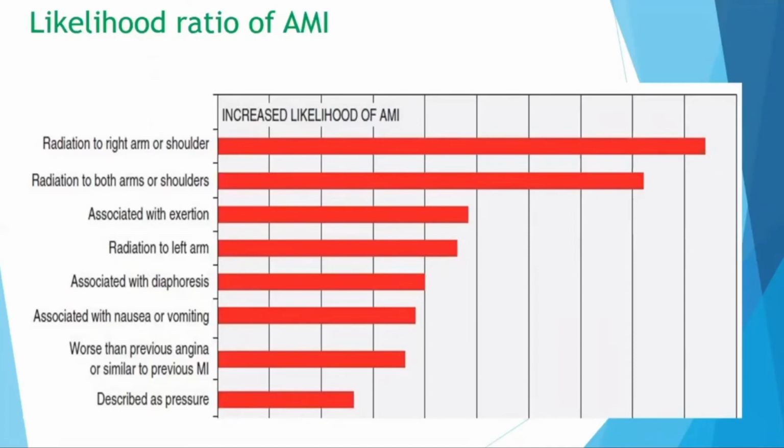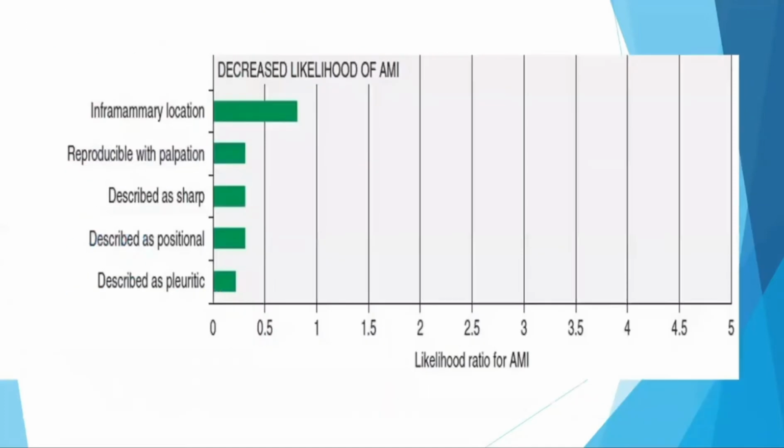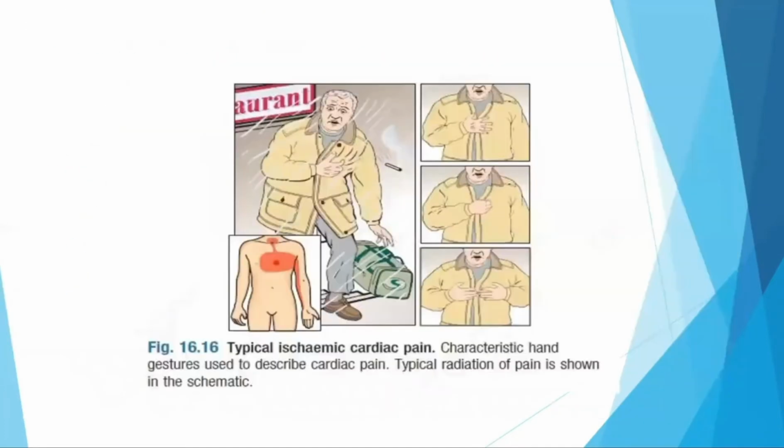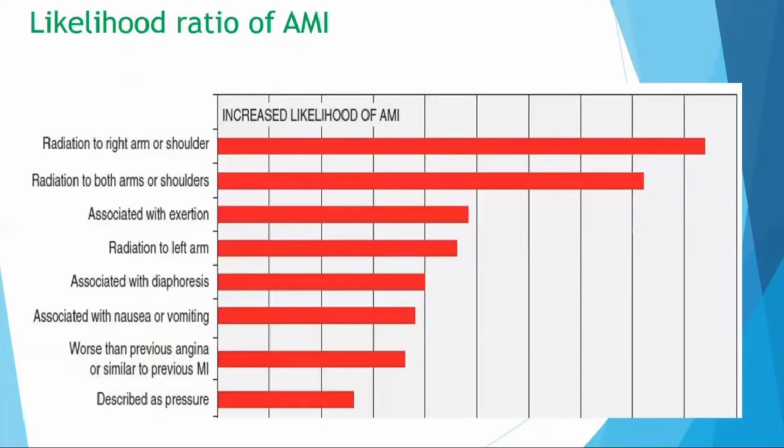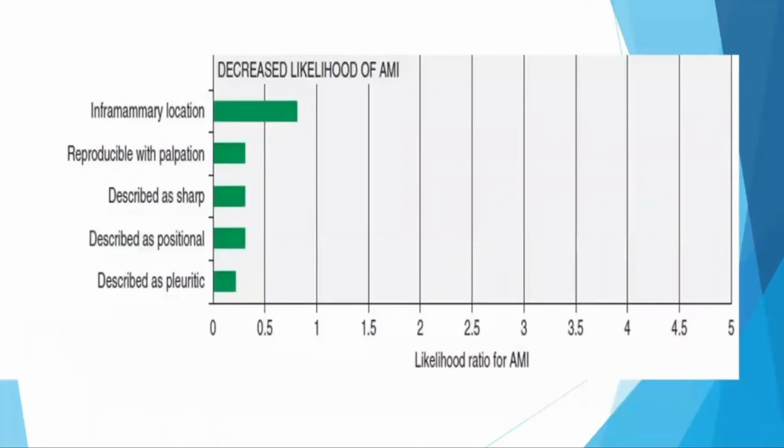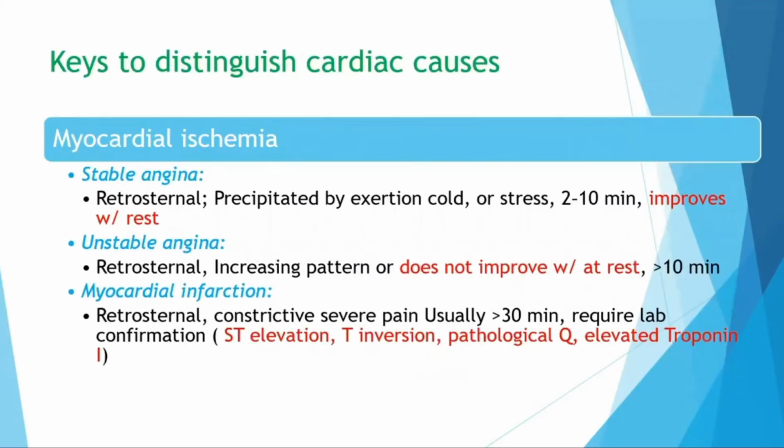It is graded as 0 to 5, and it shows the likelihood ratio of increased acute MI. And this picture shows the decreased likelihood of acute MI. These are inframammary location, reproducible with palpation, described as sharp, described as positional, and described as pleuritic. Key to distinguish cardiac causes.